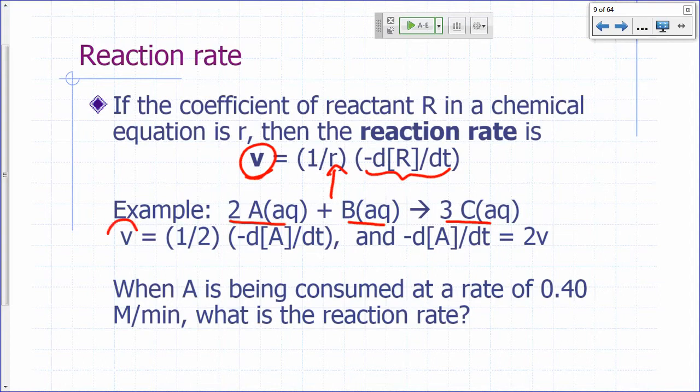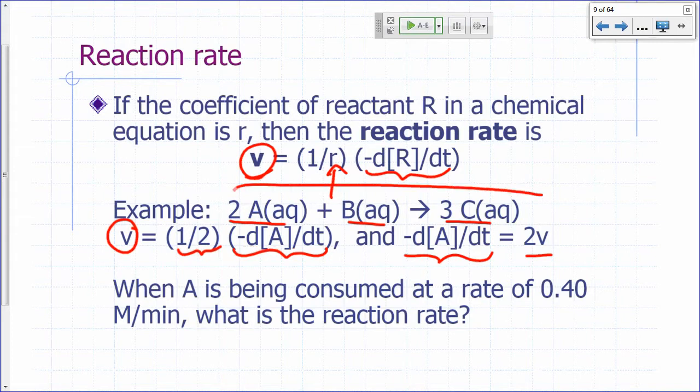Then we say that the rate of reaction is equal to 1/2 of the rate of consumption of A. Or you can say that the rate of consumption of A is 2 times what we call the rate of the reaction. Why do we have to define the rate of reaction this way? Because let's look at this balance equation right here.